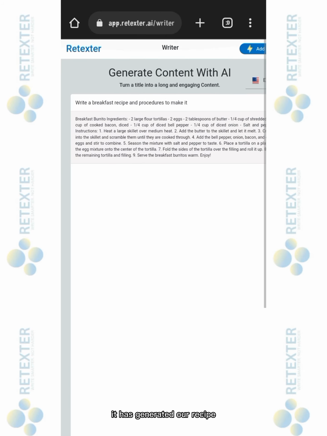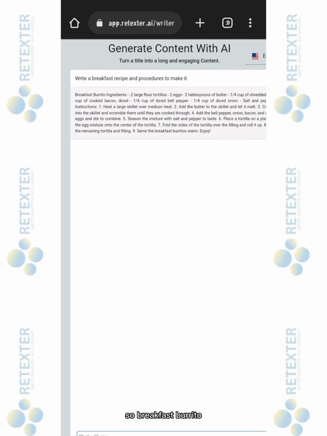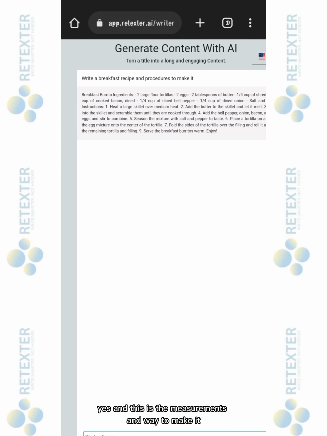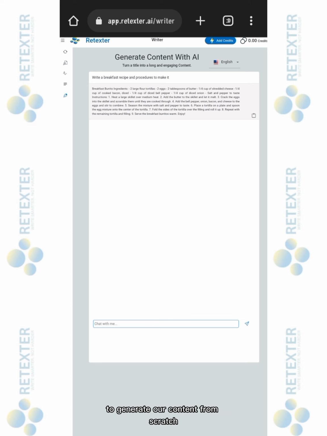It's generated a recipe. So, breakfast burrito ingredients: 2 large flour tortillas, yes, and these are the measurements and the way to make it. This is an amazing feature for us to generate our content from scratch. If you're struggling with generating new ideas for your content, either your books or your blog, or you're a publisher and you're finding it difficult to create ideas, you can just come to Retexter, the content writer, and type in anything, and it will pop up answers for you, and your ideas will be rejuvenated.